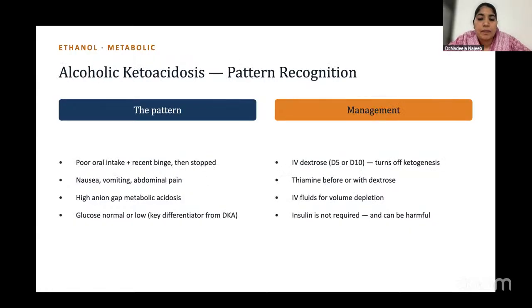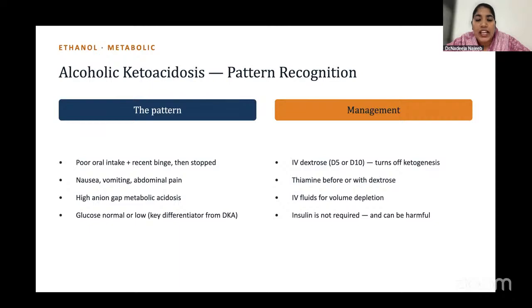Alcoholic ketoacidosis. How is it different from classic diabetic ketoacidosis? It is not much different. The presentation and the pattern have so much similarity that you may be misguided into treating alcoholic ketoacidosis as DKA. The patient will have a history of poor oral intake, a recent binge, and then he would have stopped. The patient would have had multiple episodes of vomiting and abdominal pain. On blood gas analysis, you would get a high anion gap metabolic acidosis. But the key differentiating feature here is that glucose levels would be normal or low.